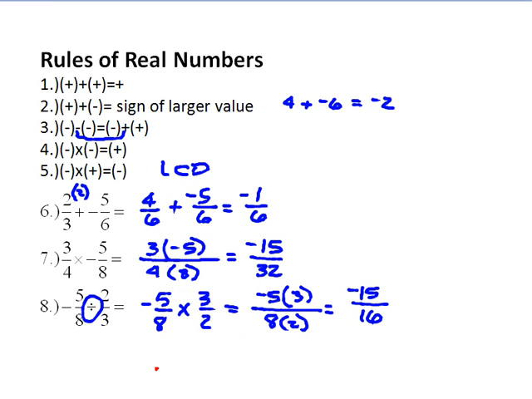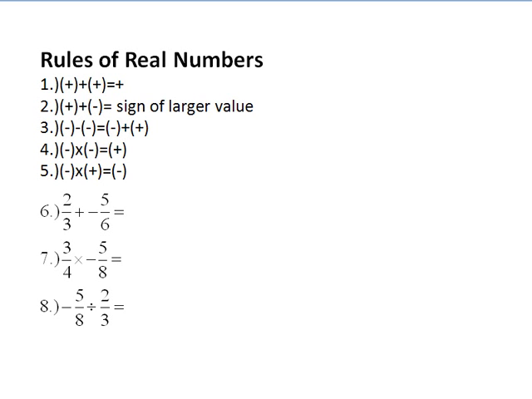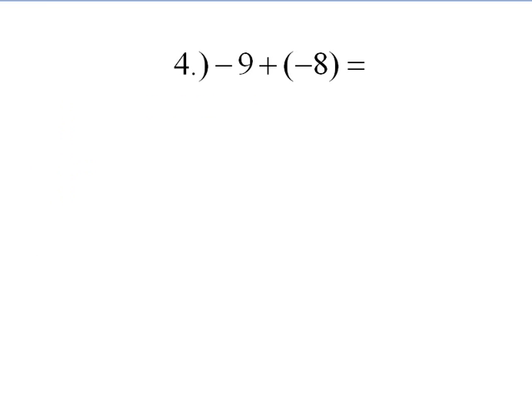Alright, now we have the rules. Let's see if we can remember them and do a couple of problems. Okay, we start off pretty simple. Negative 9 plus a negative 8. We're adding like signs, so it becomes negative 17. That's rule number 1.